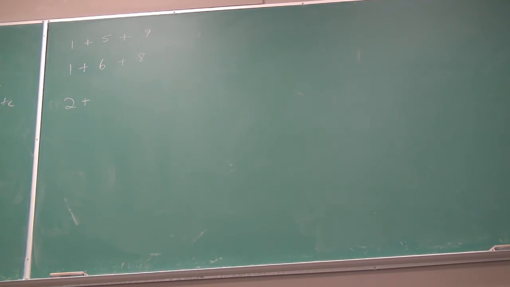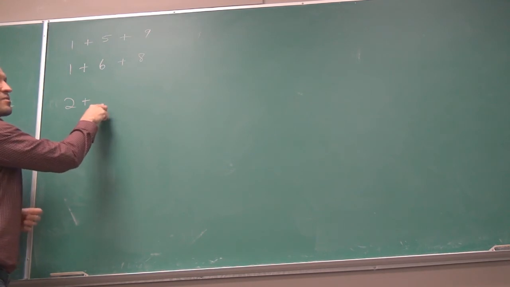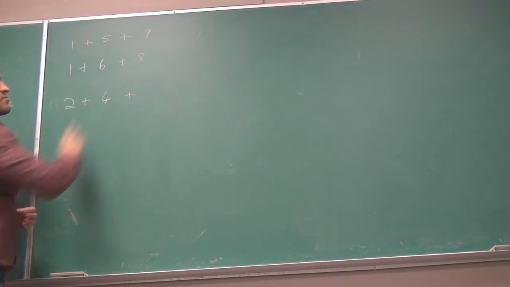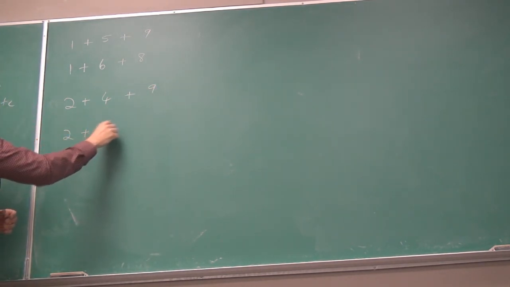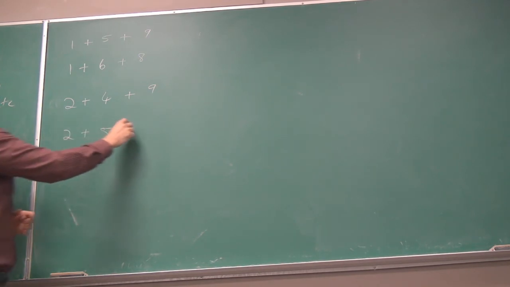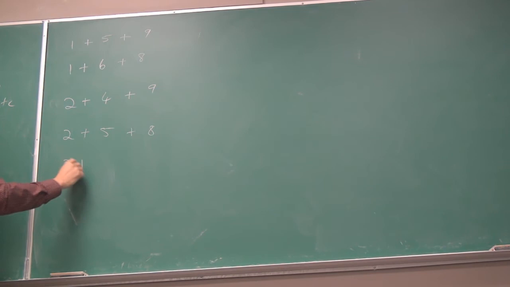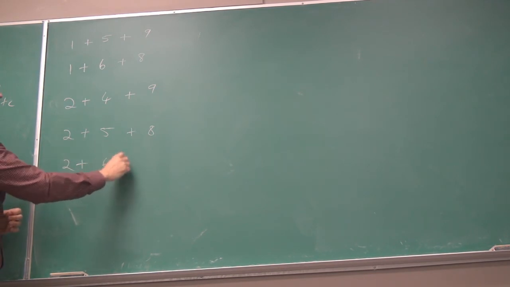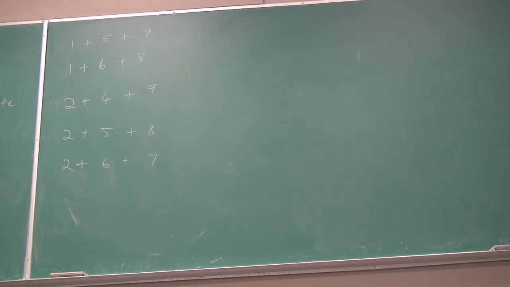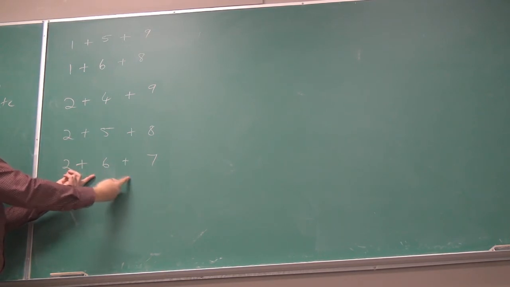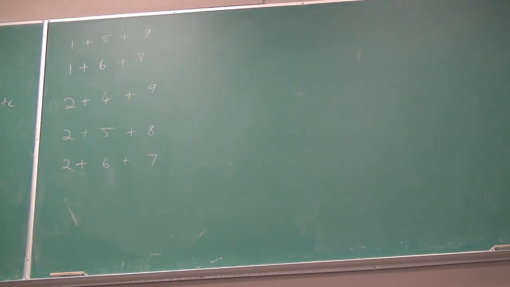2 can go with what? 3 is not going to work, right? Then I need a 10. So 4 is the smallest one, and a 9. 2 and a 5 will give me 7, so an 8 would work. A 2 and a 6, could that work? Then I need a 7. And now once I do that, 2 and 7 would give me this one, 2 and 8 would give me that one, so I have all of them there. Everyone happy with that so far?